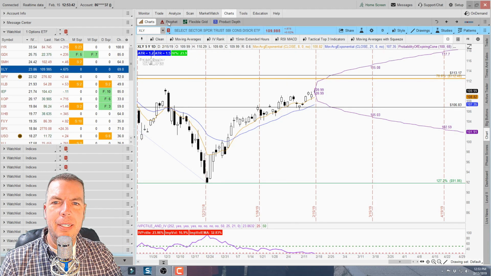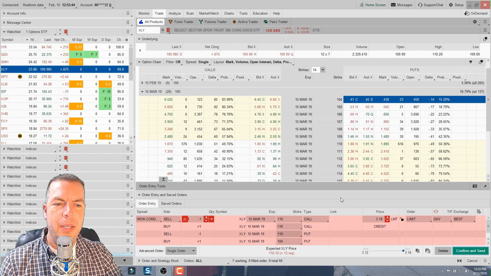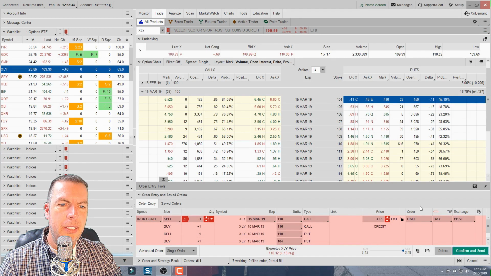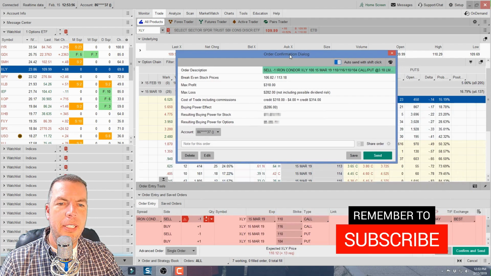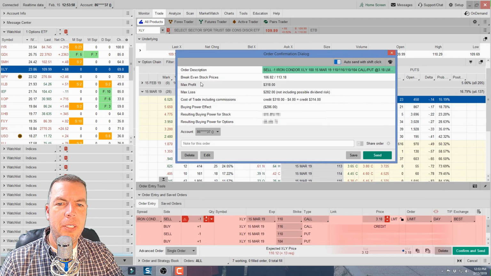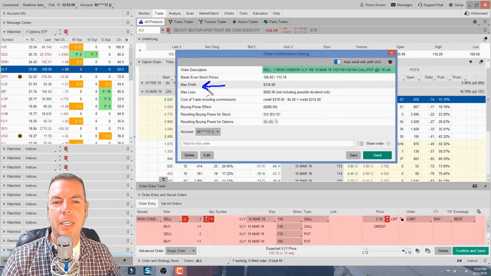So let's go ahead and come back in here to our trade tab, and you can see again we're still trading here at $3.18, and let's go ahead and make this trade. So we're going to go ahead and click on this confirm and send. Now here's where we can see what our max profit is, and we're looking at $3.18 or $318 to make this trade. That's our max profit if we were to hold this all the way till expiration.